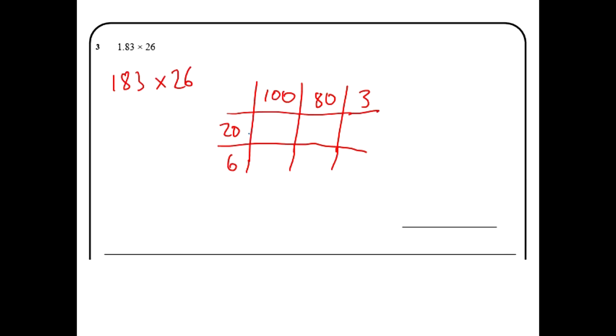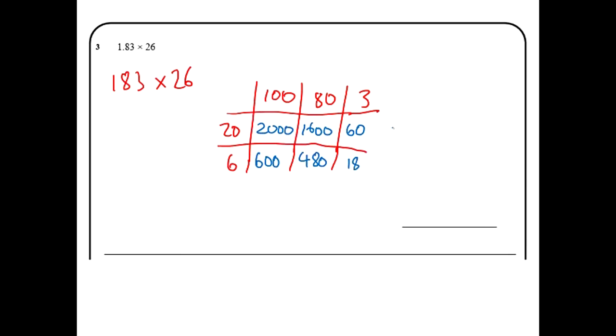So 1 times 2 is 2, and then I've got 1, 2, 3 zeros. And then 8 times 2 is 16, and I've got 1, 2 zeros. And then 2 times 3 is 6, and just 1 zero, so 60. And then similarly along the bottom you get 600, 480, and 18.